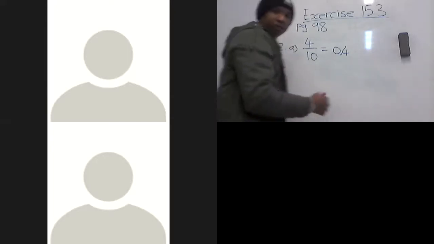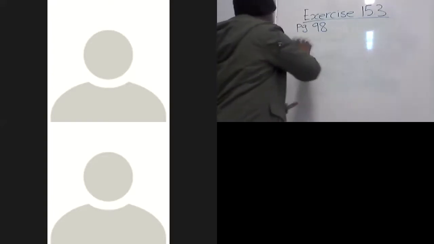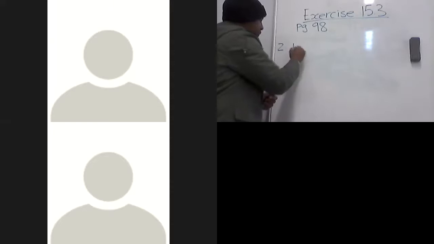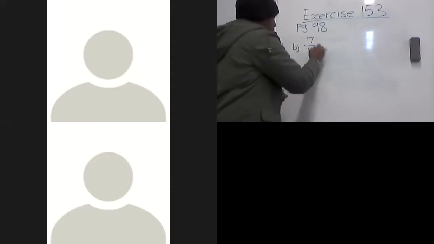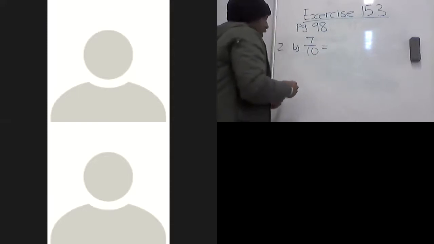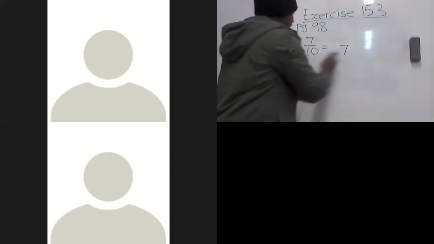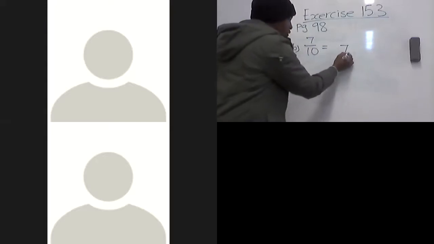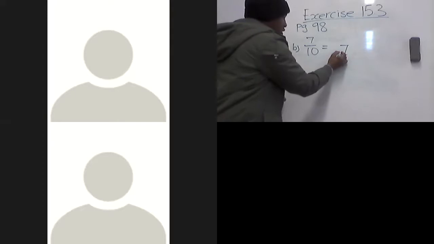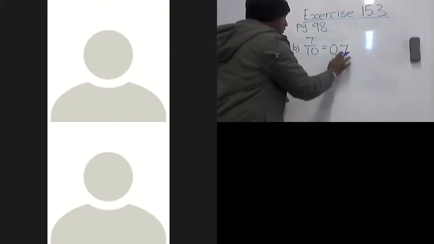Second question, which is B. It's 7 over 10. Again, I'll write my 7 there. I'm dividing by 10. There's just 1 zero there. So I'm going to move to the left 1 time. So my comma will be just before the 7. Then I have my 0. So 7 over 10 is 0.7. Okay.